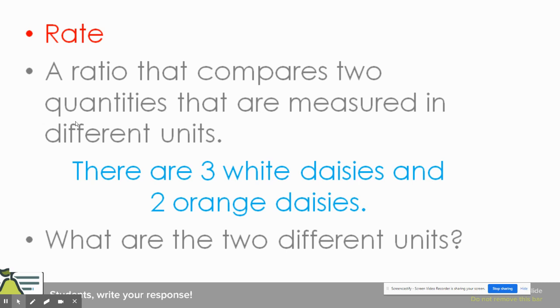And finally, a rate compares 2 different quantities that are measured in different units. 3 white daisies and 2 orange daisies. What are the 2 different units? The 2 different units are white daisies and orange daisies. Hence, that's not a rate.